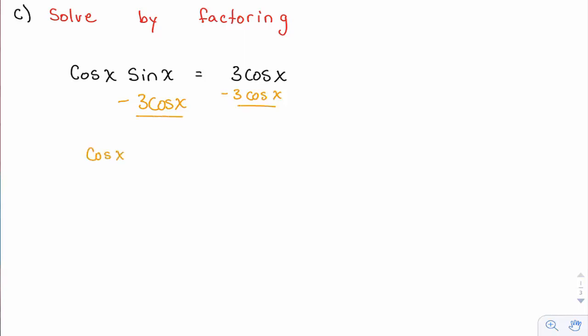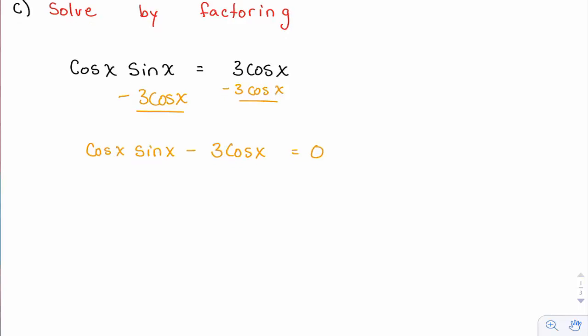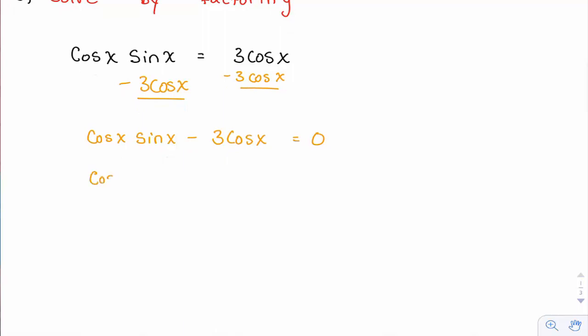But there you go, cosine x sine x minus 3 cosine x equals 0. All right, so at this point, again, we want to pull out a common factor, which in this case is going to be a cosine. So you get cosine x on the outside, and this gives me sine x minus 3 on the inside. So you at this point just take each factor, set it equal to 0. So cosine x equals 0, and sine x minus 3 equals 0.